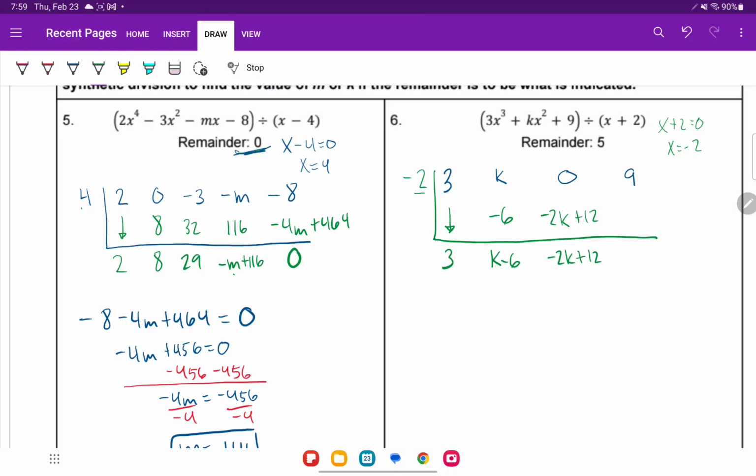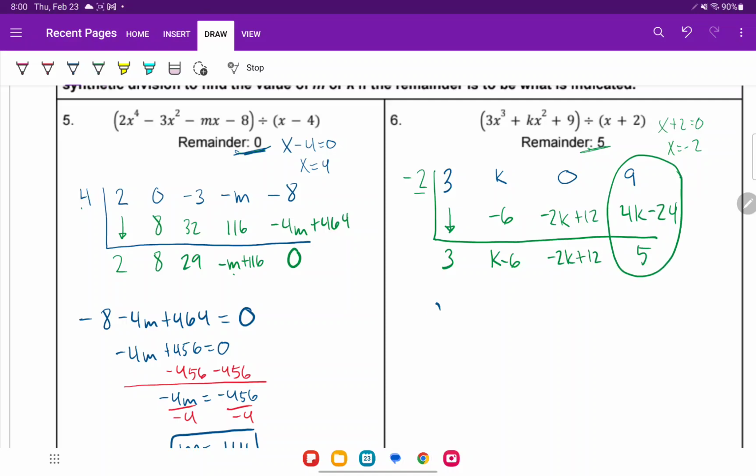So right now we have negative 2 times negative 2k is 4k. Negative 2 times 12 is negative 24. And again, we know our remainder is right here, 5. So I don't have to guess that. We know what that number is. Now we're going to take this column right here, and we're going to set up our equation and solve it.